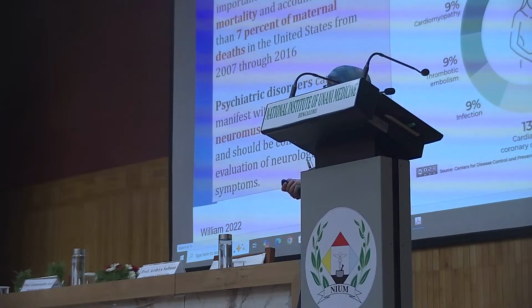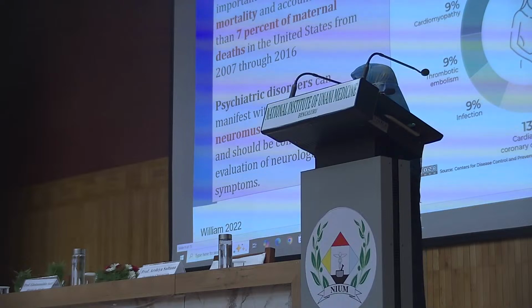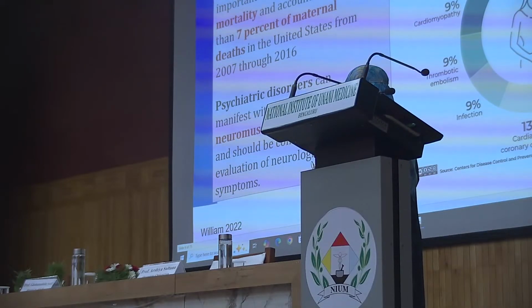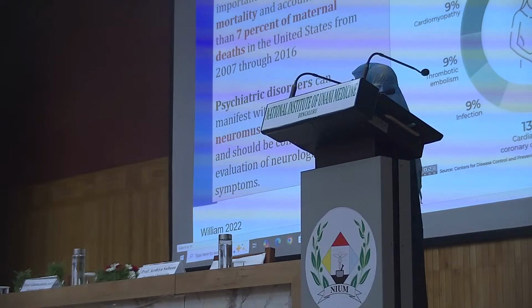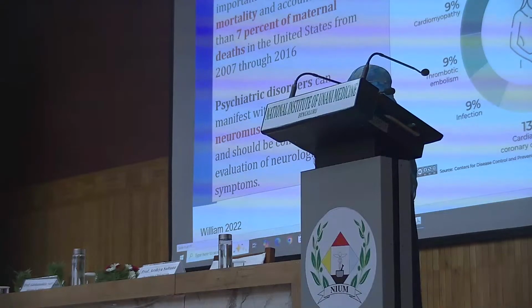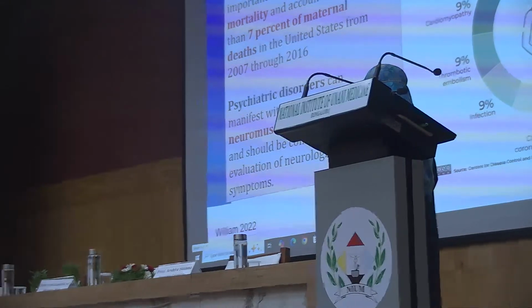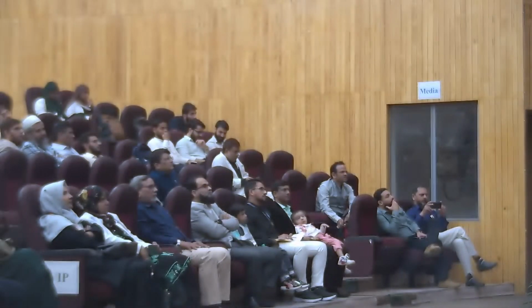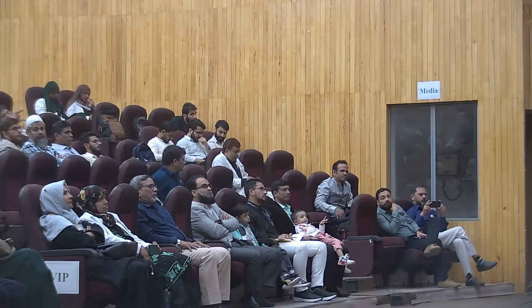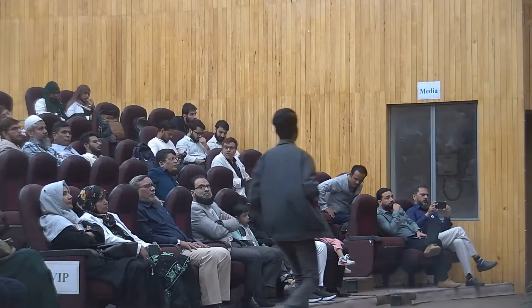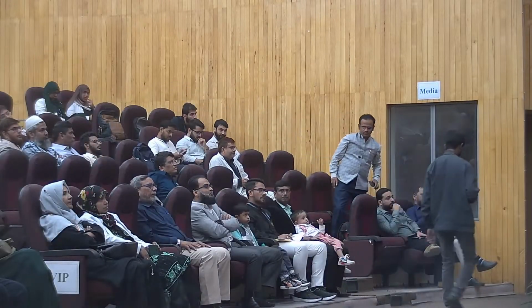Because of neurological disorders, especially neurovascular disorders, we can see that they cause 7% of maternal deaths. So it is very high. The maternal mortality, that is maternal death, can be around 7%, and we see that psychiatric disorders also play a role in neurological disorders. Therefore, when you are seeing any nervous system or neurological disease, we have to keep in mind psychiatric disorders also when evaluating the case.